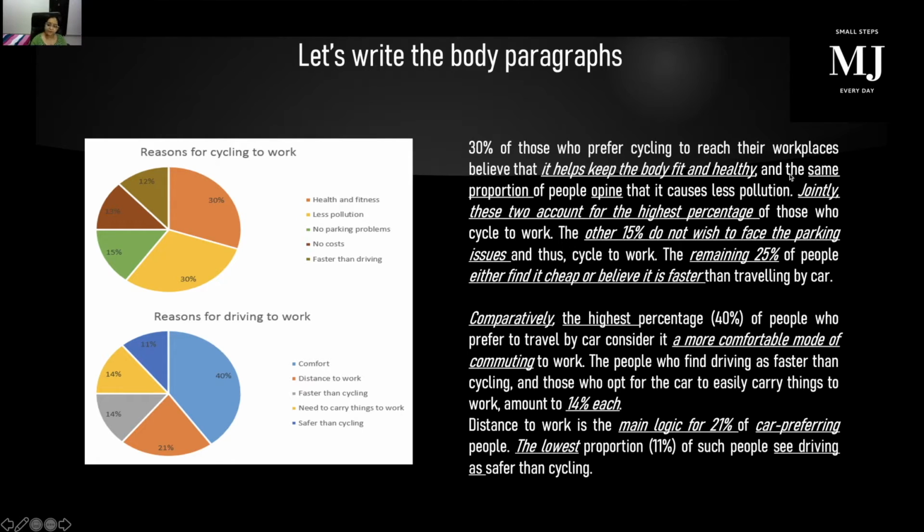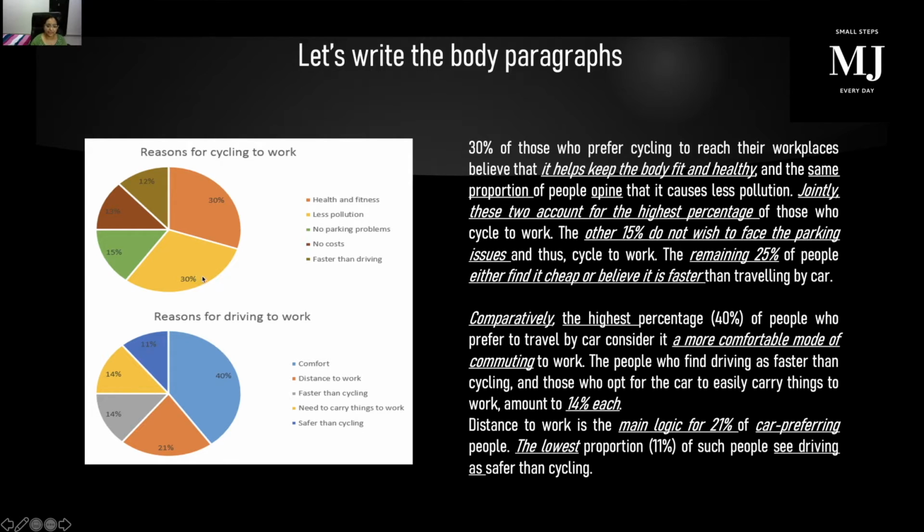Got it? And the same proportion of people opine. Now, opine means that they hold an opinion about something. That's a very good vocabulary. And the same proportion of people opine that it causes less pollution. Okay? You can see that here. Now, jointly. So if you combine these two, jointly these two account for the highest percentage of those who cycle to work. True, it becomes 60%, the highest percent of those who cycle to work.